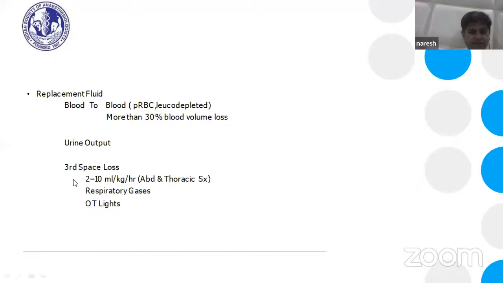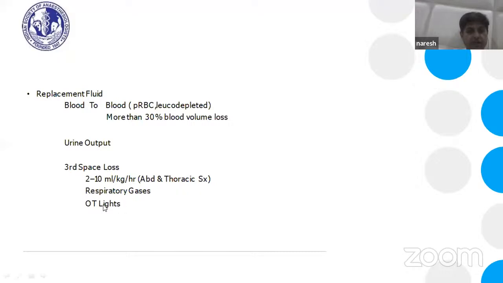And then the third space loss. Third space loss, when there are mild surgeries, some small surgeries where the loss is less, like in craniotomies, like in eye surgeries, like in incision and drainage surgeries, there you can give 2 ml per kg per hour. But for the major surgeries like abdominal, thoracic, and especially bone surgeries, peripheral surgeries, pelvic surgeries, there you can replace it with 8 to 10 ml per kg per hour. And definitely it makes a difference to the organ perfusion.